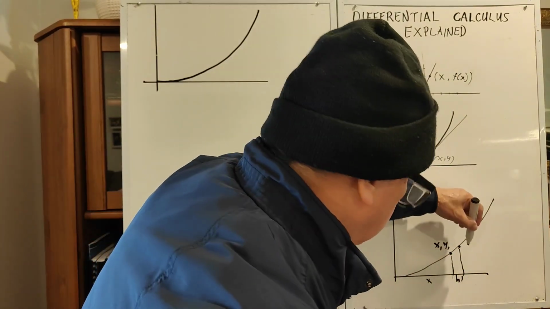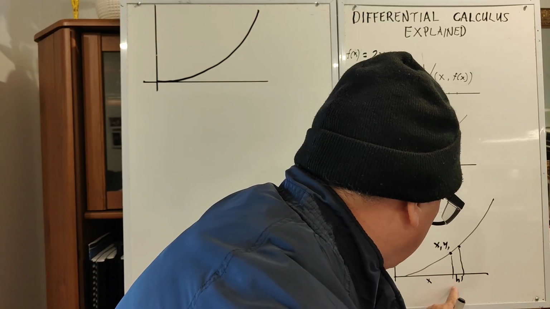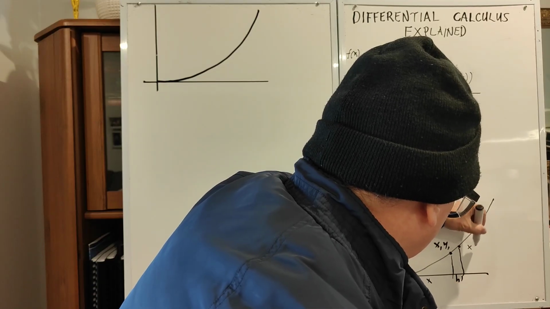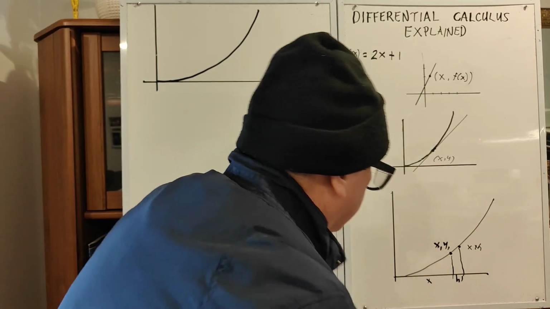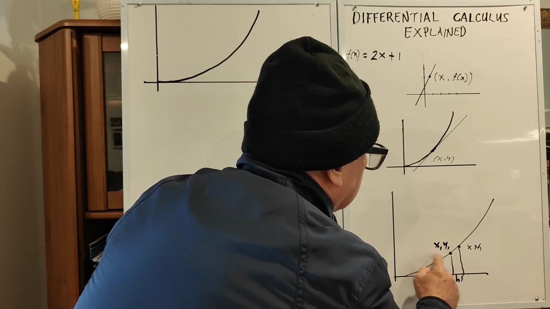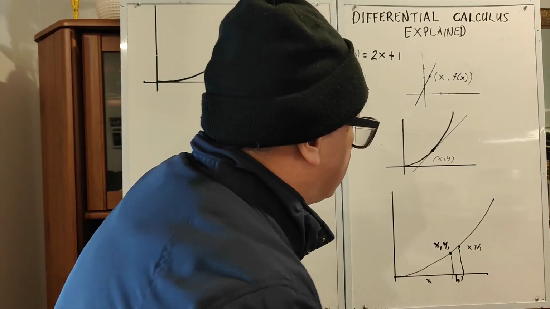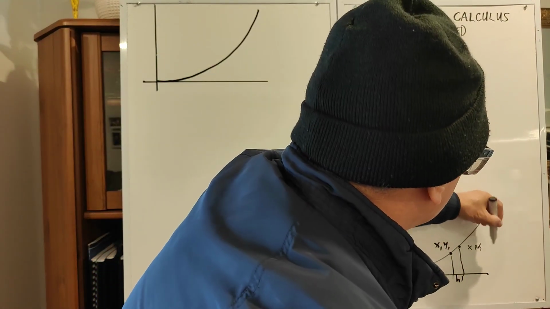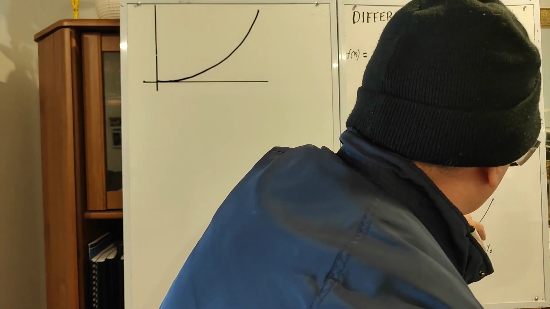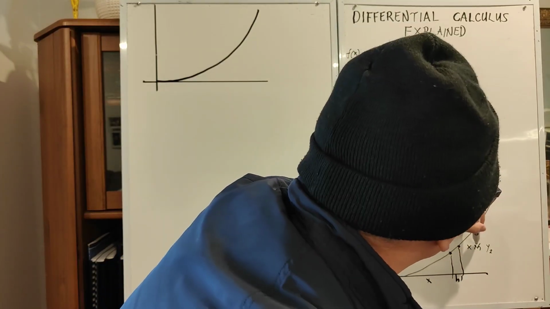And now this point is a distance of h from x. Now this point is x plus h, because this is x, and this one is x plus h. Now the y, of course, is y2. At the moment, we'll just retain the y. So this is x, and this is x plus h.